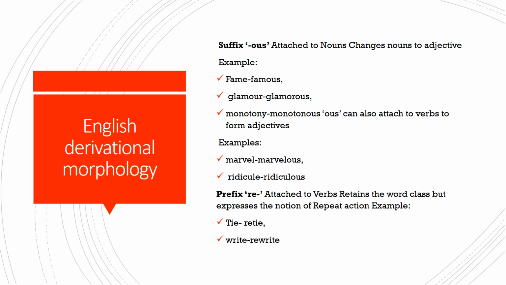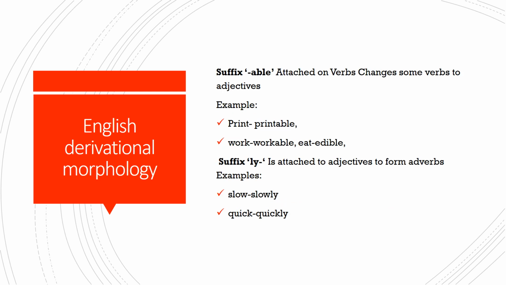The prefix re, attached to verbs, retains the word class but expresses the notion of repeated action. For example, tie, retie; write, rewrite. The suffix able, attached to verbs, changes some verbs to adjectives. For example, print, printable; work, workable; eat, edible. The suffix ly is attached to adjectives to form adverbs. For example, slow, slowly; quick, quickly.